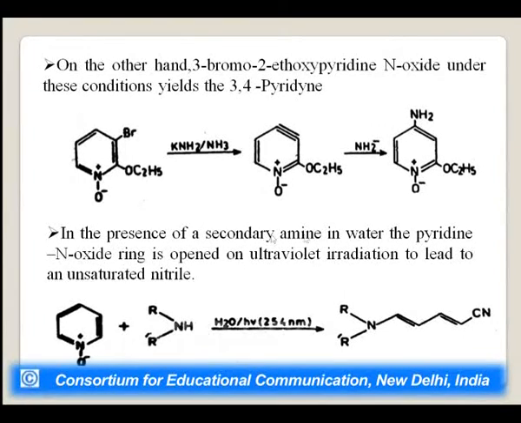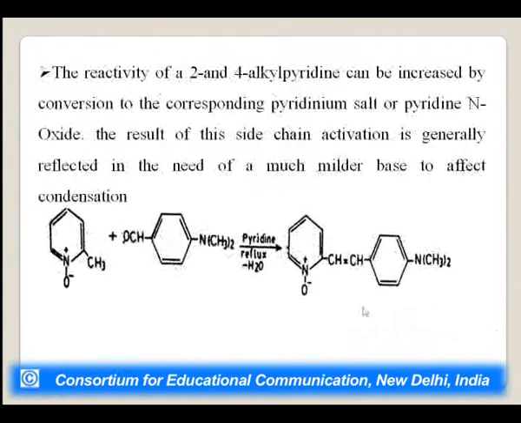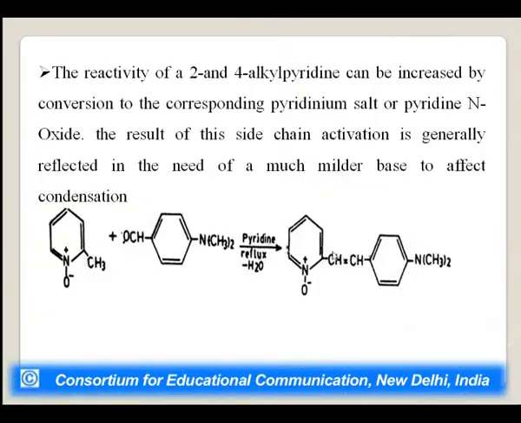In the presence of a secondary amine in water, the pyridine N-oxide ring is opened on ultraviolet irradiation to yield an unsaturated nitrile. Here you can see the unsaturated nitrile. The reactivity of a 2- and 4-alkylpyridine can be increased by conversion to the corresponding pyridinium salt or pyridine N-oxide. The result of this side chain activation is generally reflected in the need of a much milder base to effect condensation. Here you can see how condensation takes place in the presence of pyridine and after refluxing.